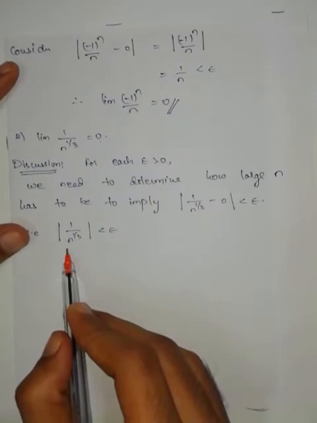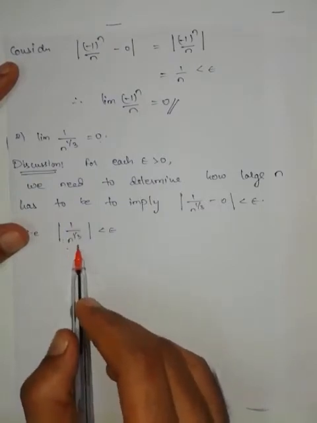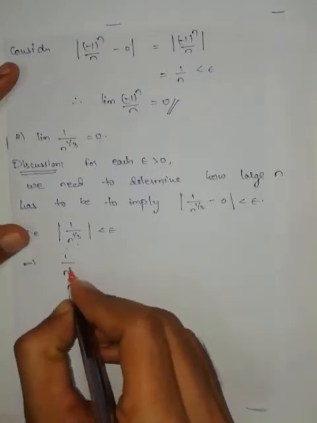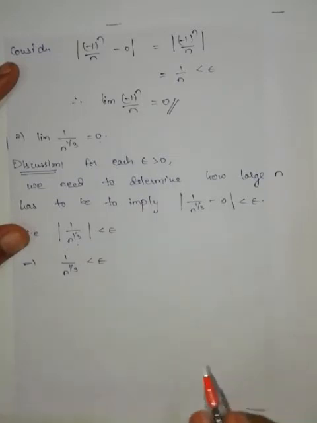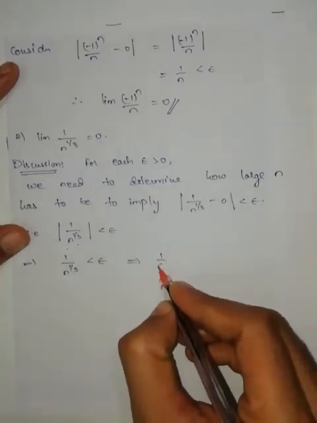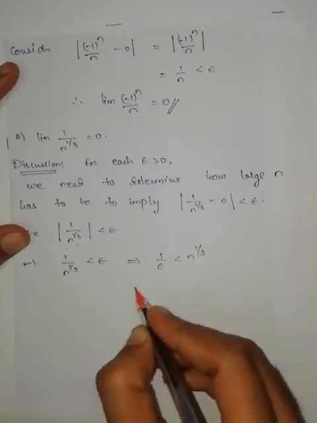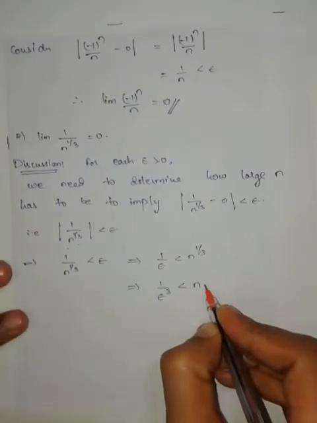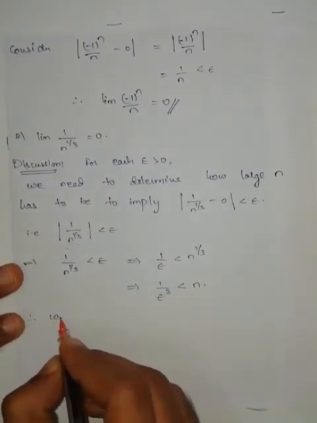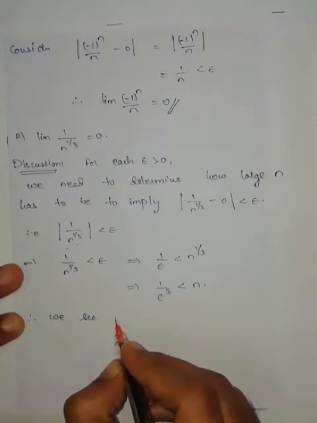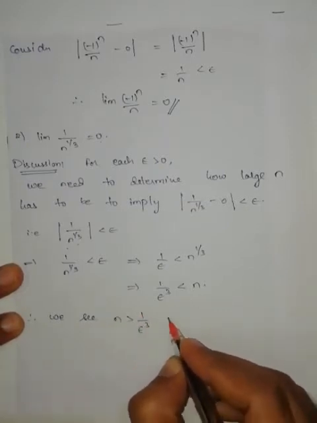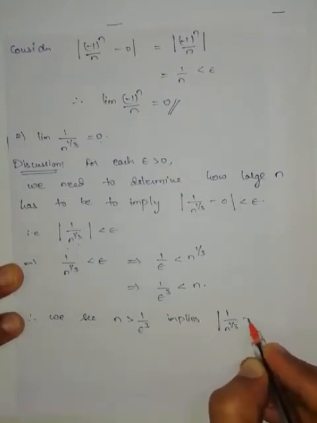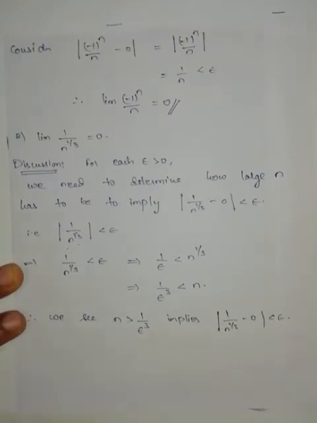If I take n as any natural number, this one is always positive. Therefore, modulus of positive is always positive, so I am going to remove the absolute symbol, which is less than epsilon. Cross multiply: 1 by epsilon is less than n to the power of 1 by 3. Cube on both sides: 1 by epsilon cube is less than n. Therefore, we see if n is greater than 1 by epsilon cube, it implies modulus of 1 by n to the power of 1 by 3 minus 0 is less than epsilon.